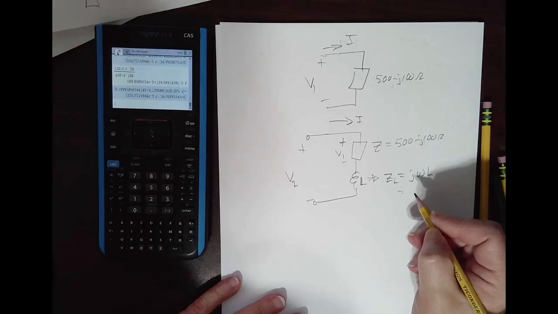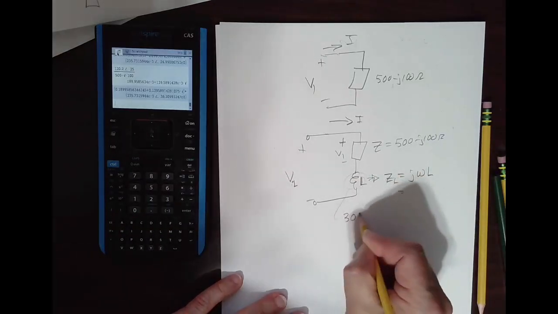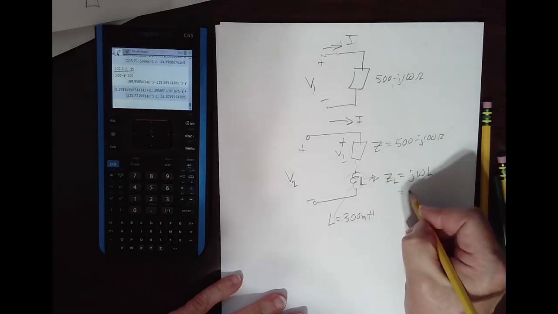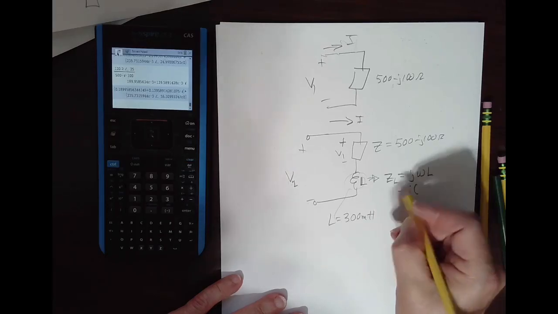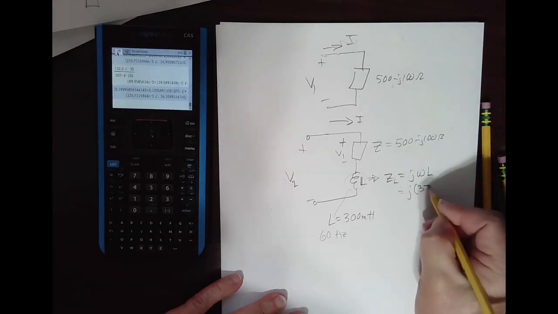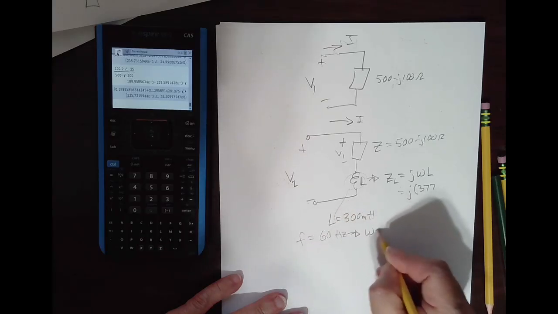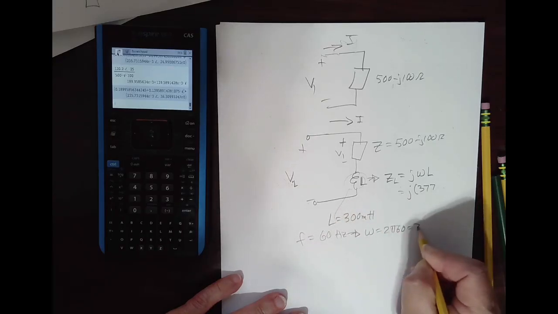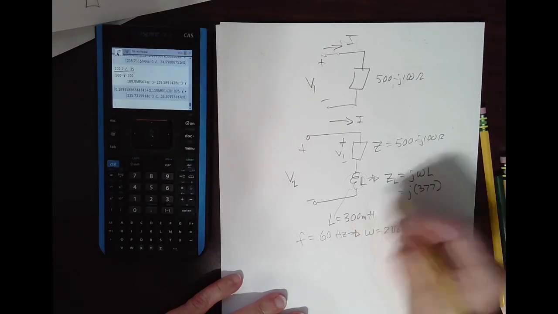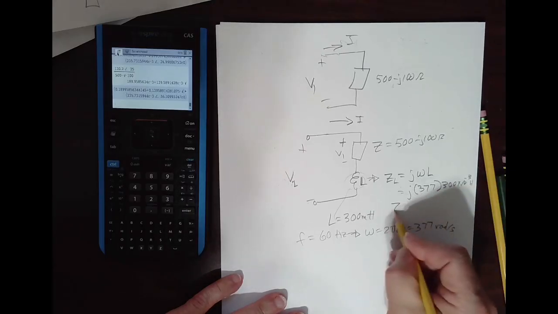And so we need to know what is the value of L. Let's say we're adding in a 300 millihenry inductor. L equals 300 millihenries. So then Z for the inductor is j times... let's just say it's a 60 hertz circuit. F equals 60 hertz means omega equals 2 pi 60, which is 377 radians per second. So 377 times L, which is 300 times 10 to the negative 3 henries. And so this comes out to be ohms.